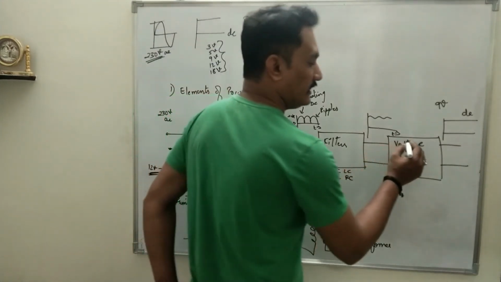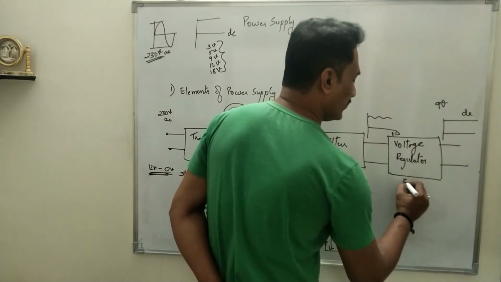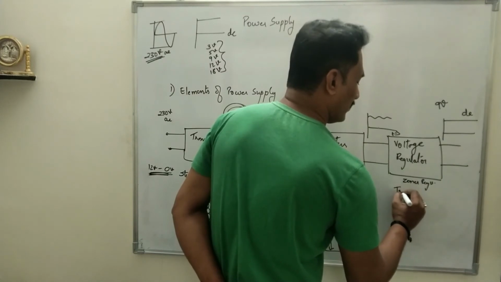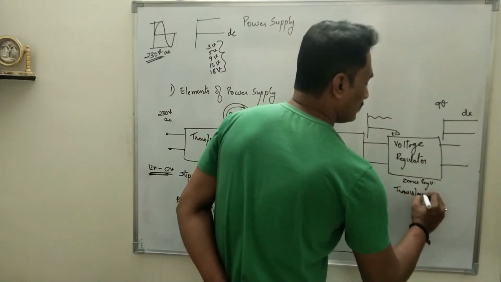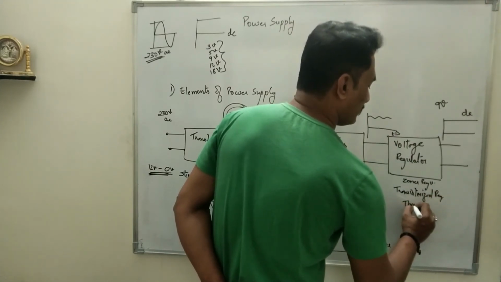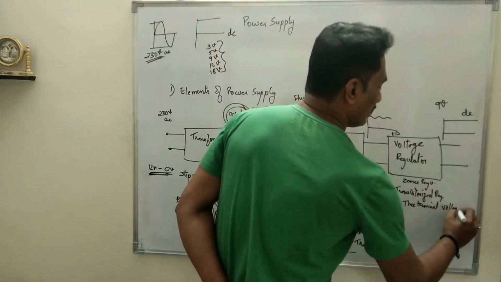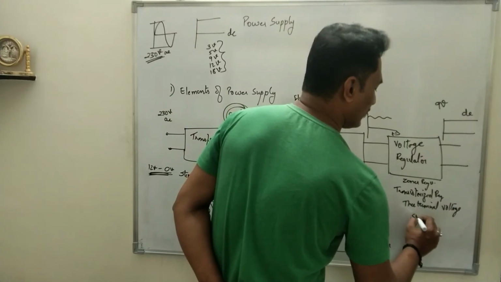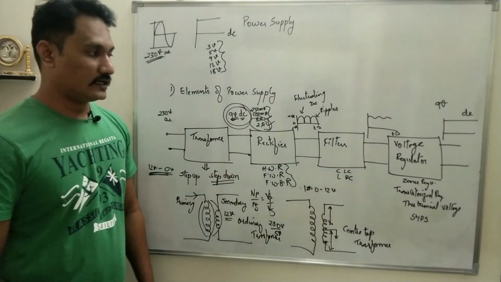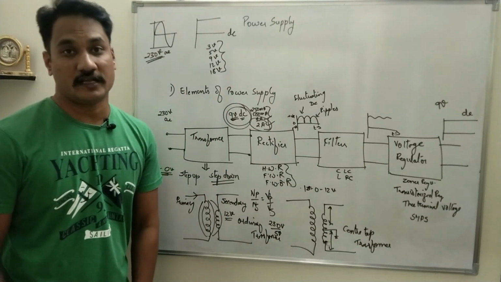Okay, so under the heading of voltage regulator, we will try to understand 4 such regulators: Zener regulator, transistorized regulator, 3-terminal voltage regulator, and SMPS. So these are the 4 voltage regulators. So these are the elements of power supply. So there may be a question of 3 marks on elements of power supply.